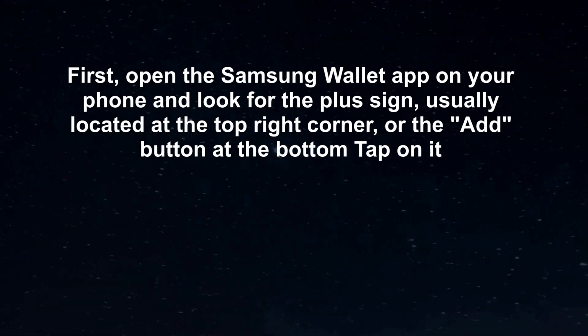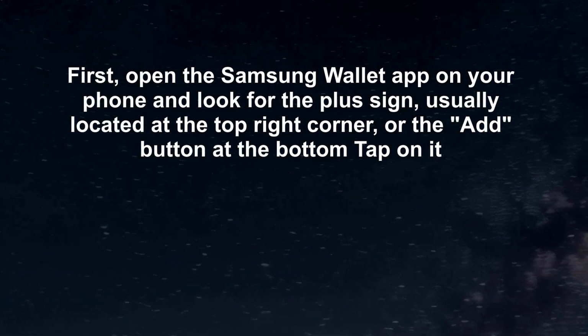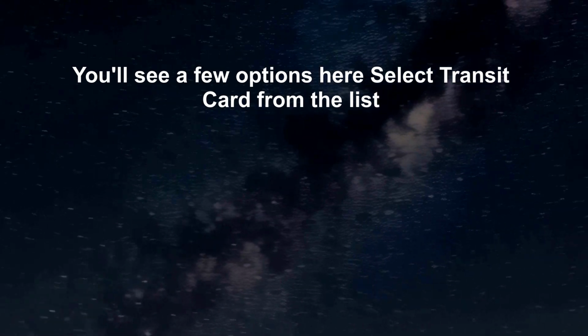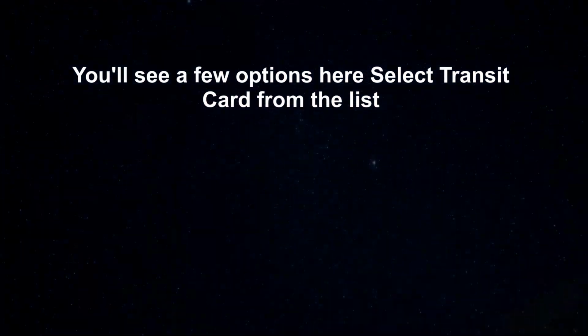at the top right corner, or the Add button at the bottom. Tap on it. You'll see a few options here. Select Transit Card from the list.